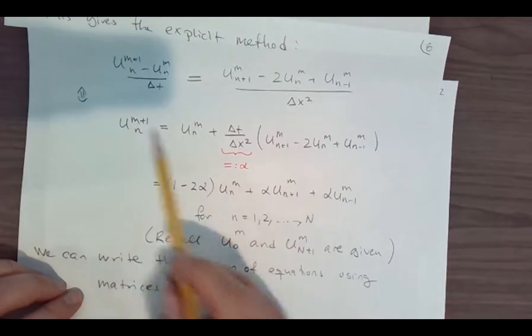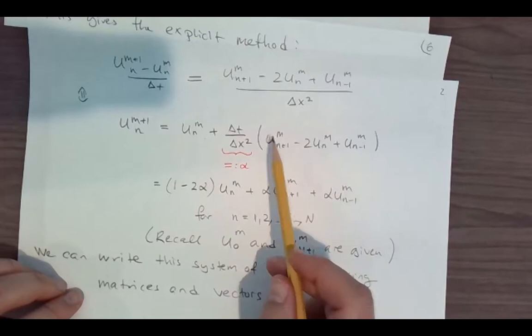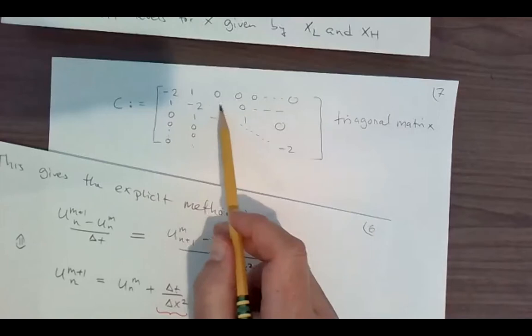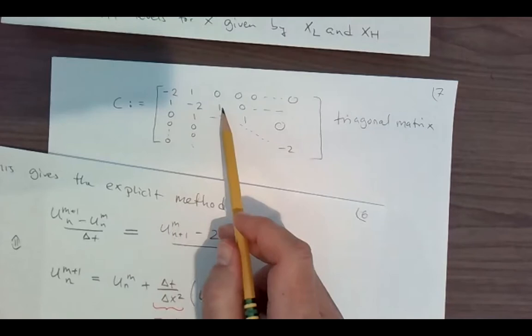So if you had more values on the right-hand side, if you also had an n minus two and an n minus three, or an n plus two and an n plus three, and so on, then you would potentially have even a fourth or a fifth band of values here. The reason you get this tridiagonal structure is because you have three values here.